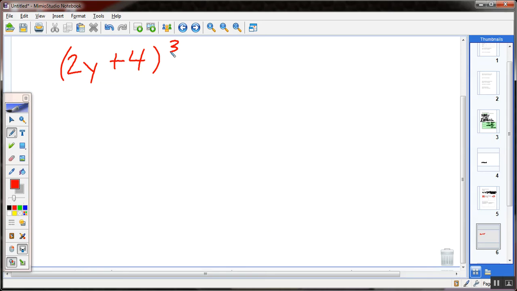What row am I going to use? Row 3. So what are my coefficients going to be? 1, 3, 3, 1. And the way I always think about it is this exponent is the same as the second number in that row. The second number always tells you what row to be in. Does that make sense? The exponent should match the second number of the row you're in. So 2y is going to start out at a power of what? 3. And 4 is going to start at a power of 0.